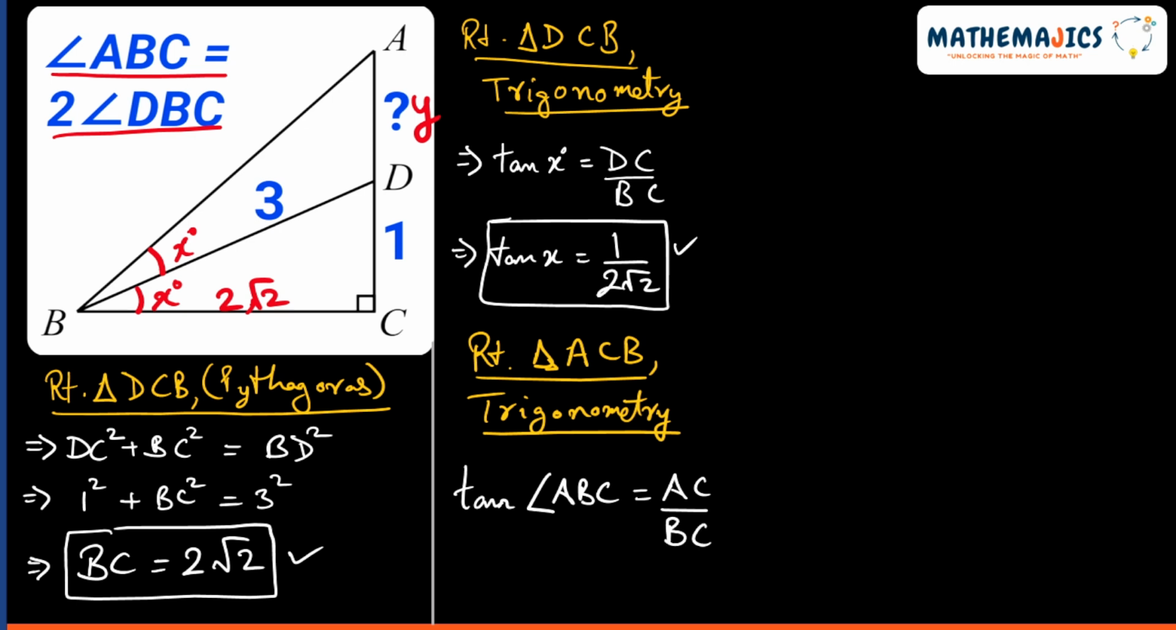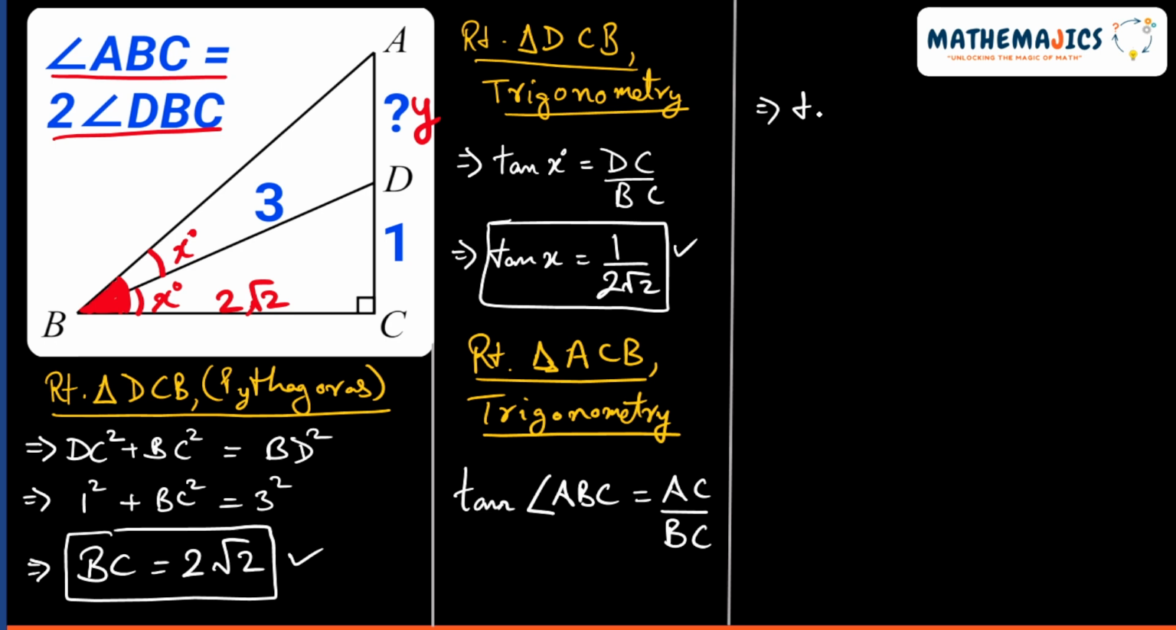Now what is tan ABC? ABC is double of x, that is 2x. This angle that I'm shading in the figure right now. This is ABC, 2x, correct? So let's write it down. Tan 2x is AC upon BC. What is AC? That is y plus 1 upon BC. BC is 2 root 2.